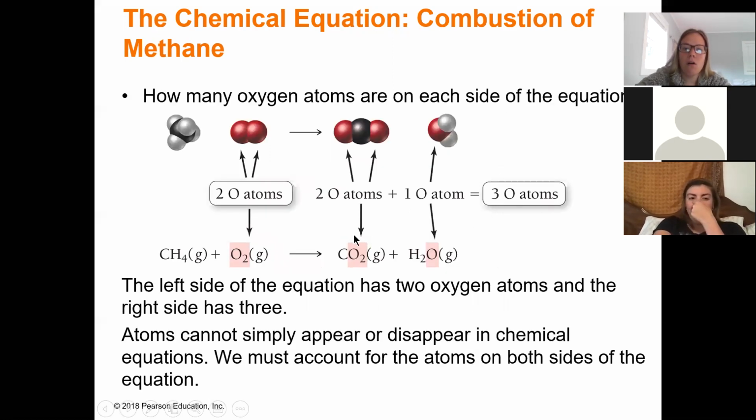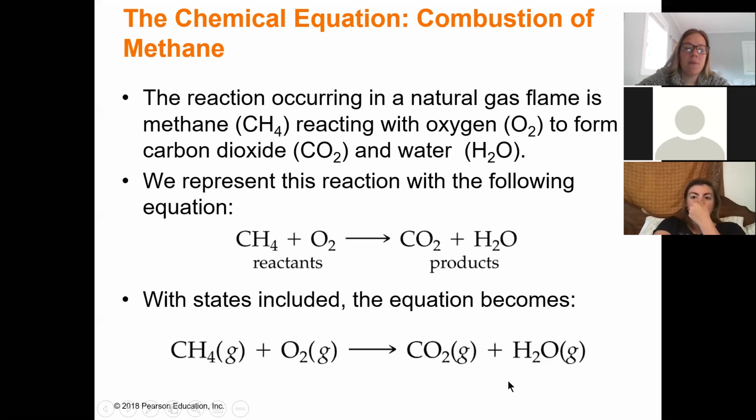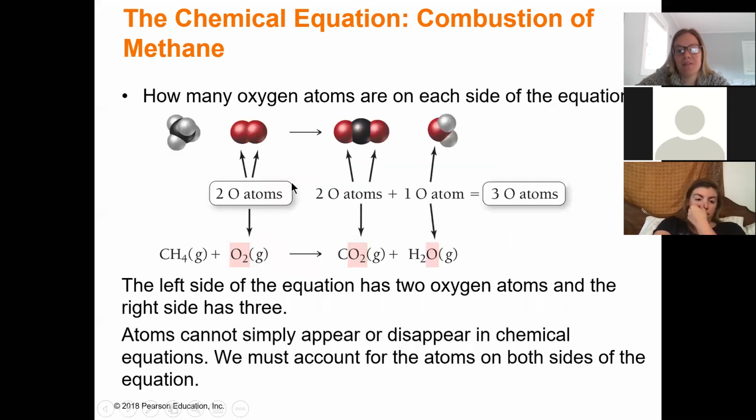Looking at this, it is a chemical reaction, but it's not correct because it's not balanced. And what I mean by balanced is, let's look at what's happening here. If I add up the oxygens, I have two oxygens on the left side, my starting side. I have two oxygens in the CO2 on the product side and one oxygen in the water. So over here, I have a total of 3 oxygens. So I started with 2 oxygens and all of a sudden I have 3 oxygens. That is not possible.